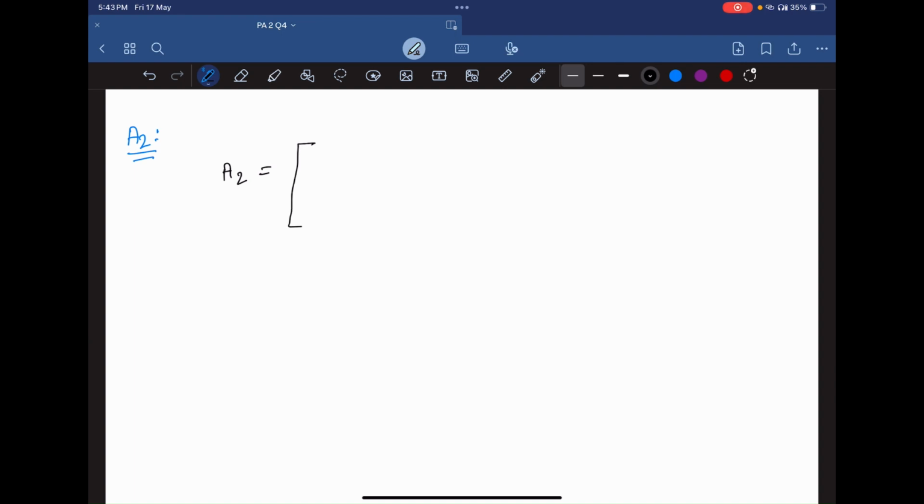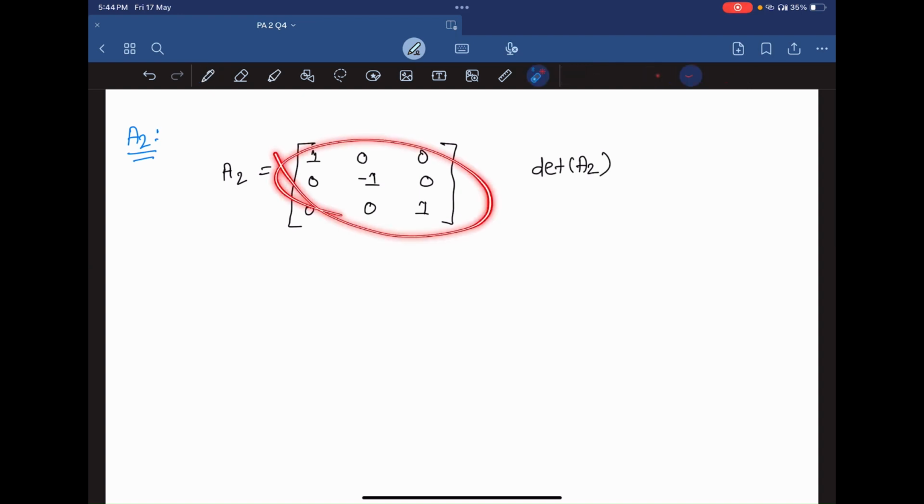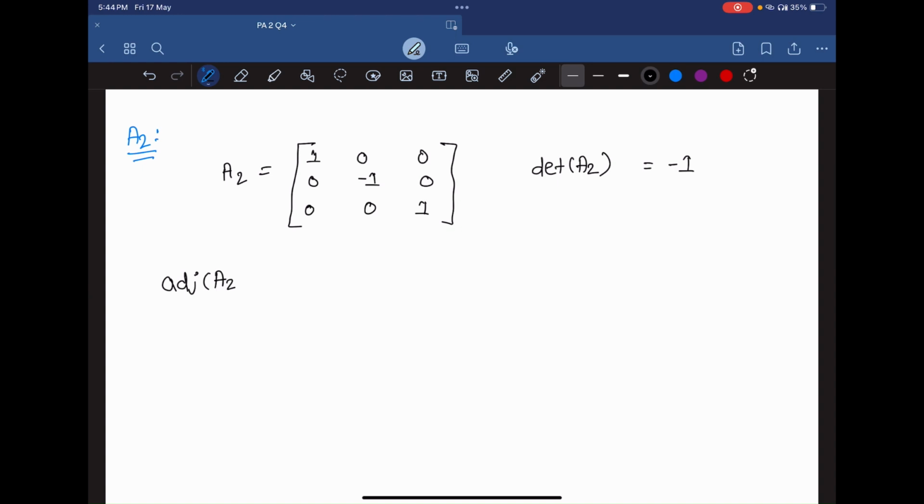A2 is 1, 0, 0, 0, negative 1, 0, 0, 0, 1. Now first let's calculate determinant of A2. As it is a diagonal matrix, its determinant would be the product of its diagonal, so it is negative 1. Now let's calculate adjoint of A2. For that, first calculate its cofactor matrix.